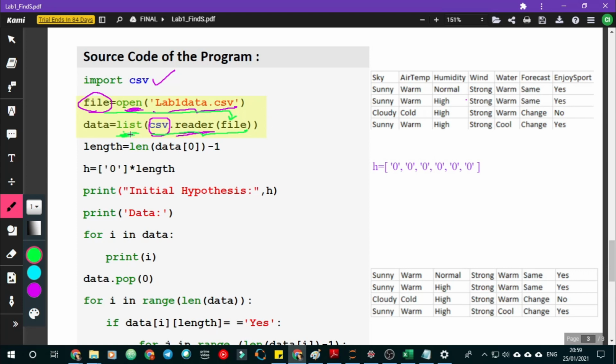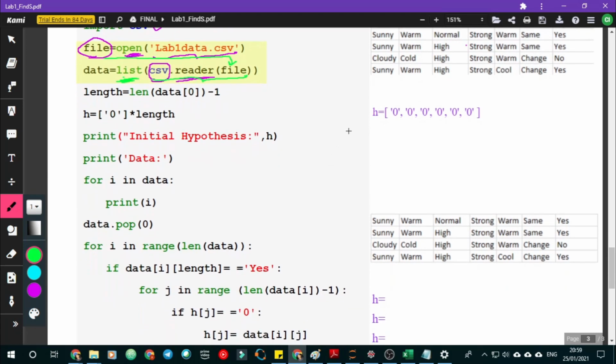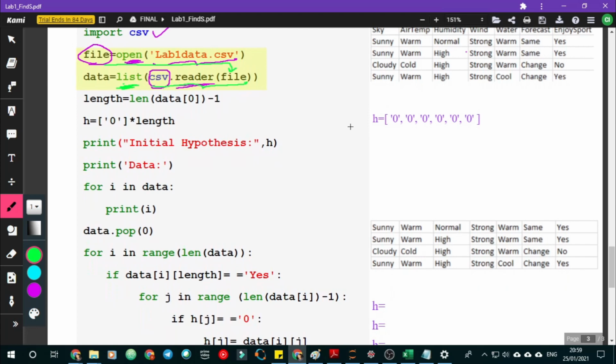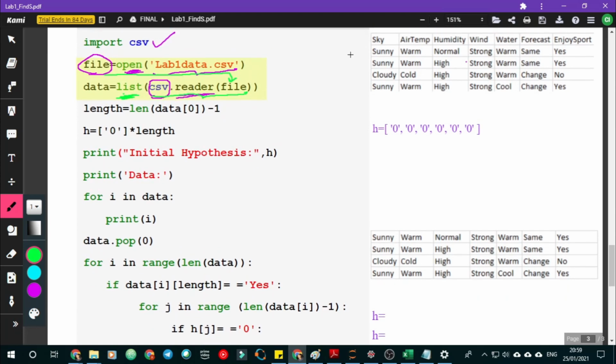Then we are converting it into a list. If we convert that into a list and store it in data, what happens? This is data of 0, this is data of 1, this is data of 2, this is data of 3, this is data of 4. So data now has this information.